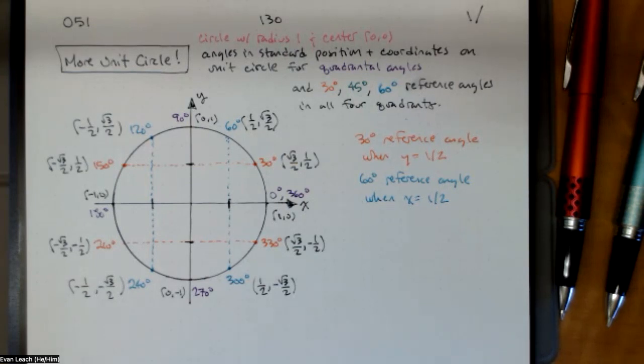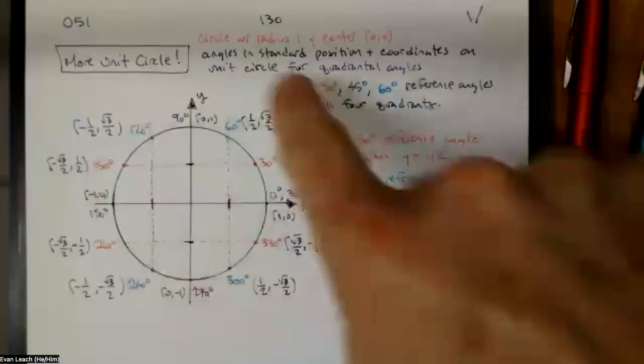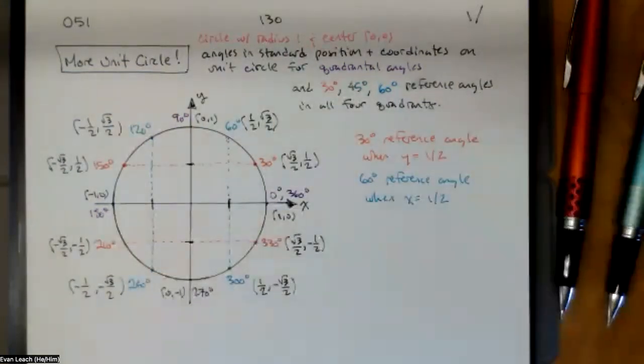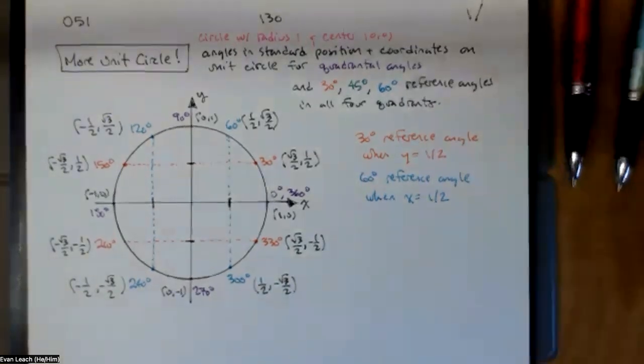Here's another way that we can organize this information. I'm going to take theta and run it horizontally. Instead of having theta run around in a circle, I'm going to run theta horizontally. And then I'm going to run just the x coordinate vertically and then the y coordinate vertically. So let's see what that looks like.